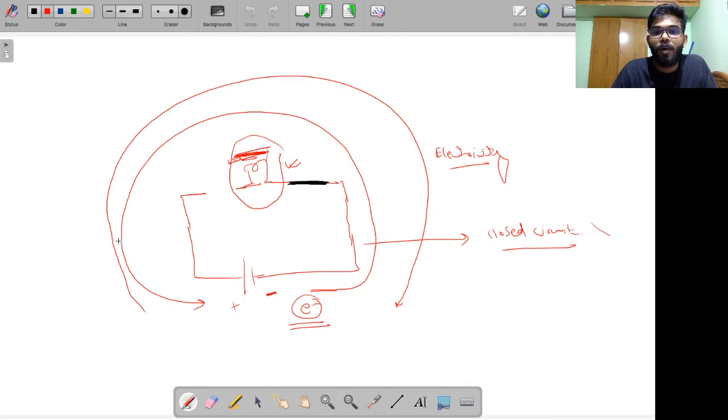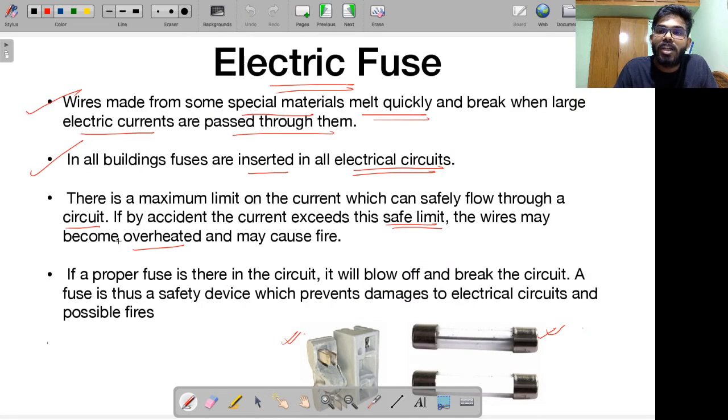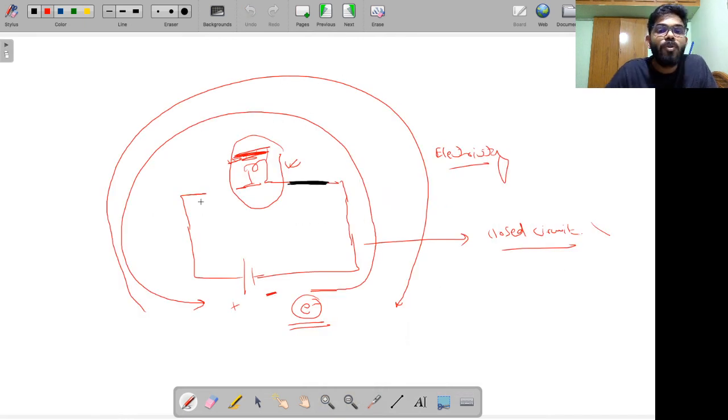Remember this black wire I just drew over here. It becomes overheated, it starts to melt. Okay, the wires may get overheated and they may cause fire. So this is the reason, if a proper fuse is there in the circuit, it will blow off and break the circuit. What am I trying to tell you? If you don't have a fuse in the circuit, the wires will start to melt and they will catch fire. So that's why we need a fuse.